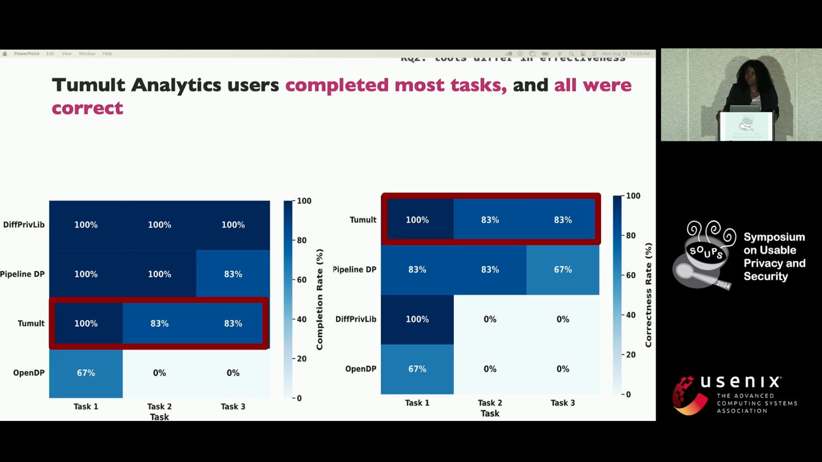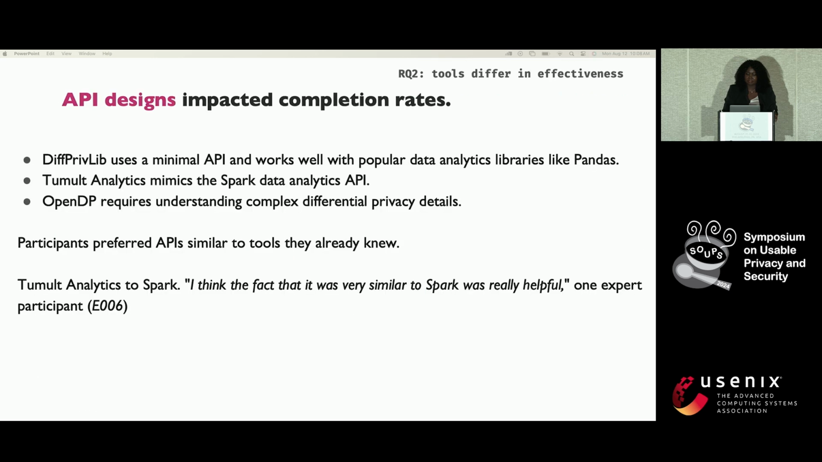Tumult Analytics was the most consistent, where most users completed the task, and those who completed the task completed them correctly. We found that the variance in the completion rate was likely due to the differences in the API designs. For example, DiffPrivLib has a simple API that works seamlessly with well-known data analytics libraries like Pandas. And similarly, Tumult Analytics is designed to mimic the Spark data analytics API. On the other hand, OpenDP doesn't make use of any popular libraries, which can make it harder for users.